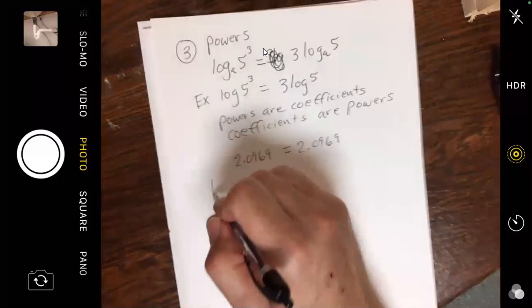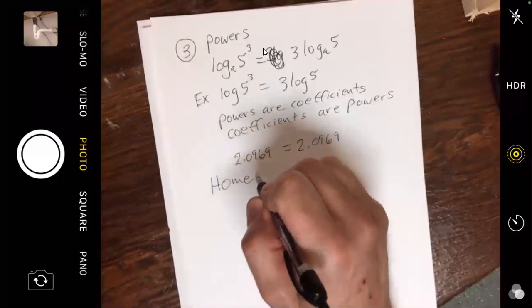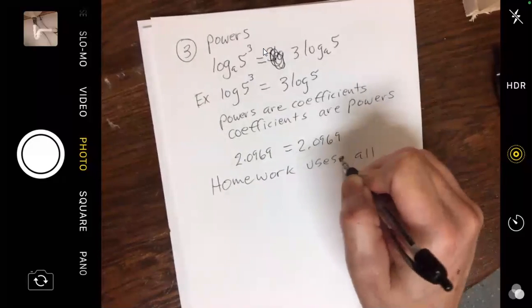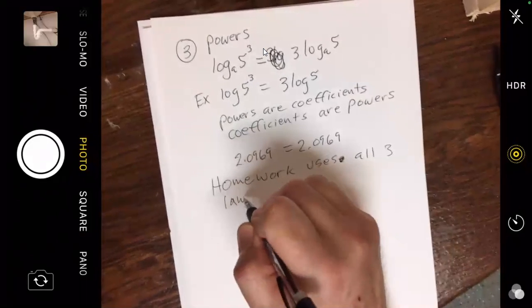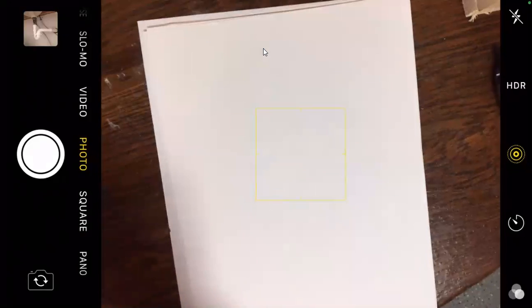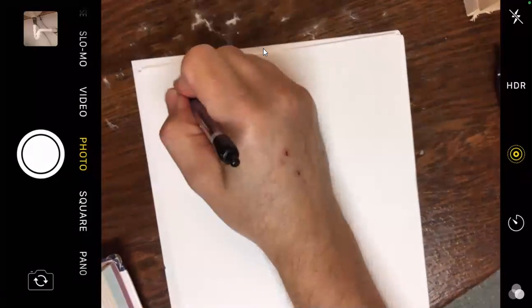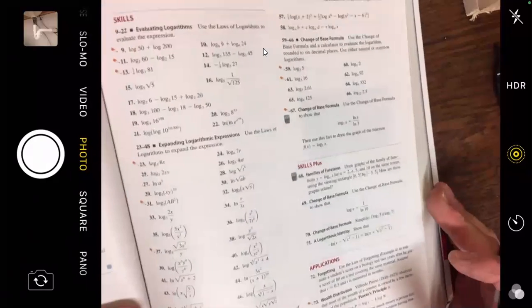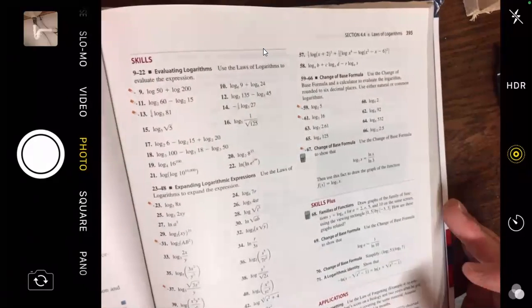And the homework uses all 3 laws. See if I can give you an example from all the sections here. Page 395, number 9, say. Evaluate the expression.